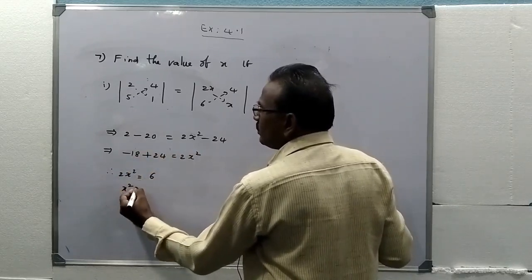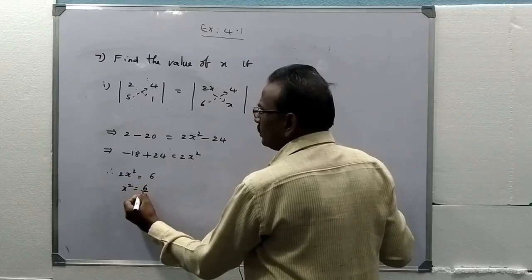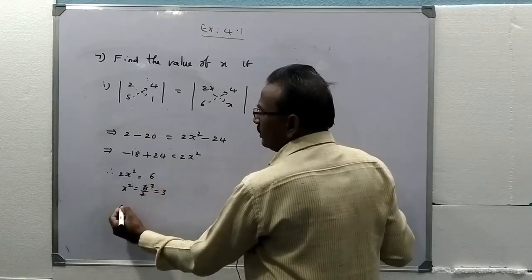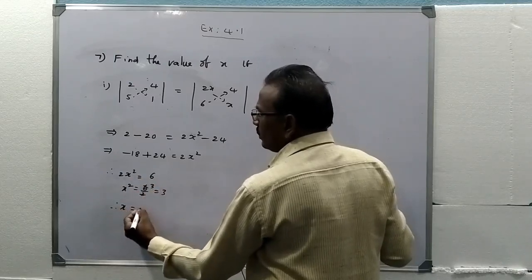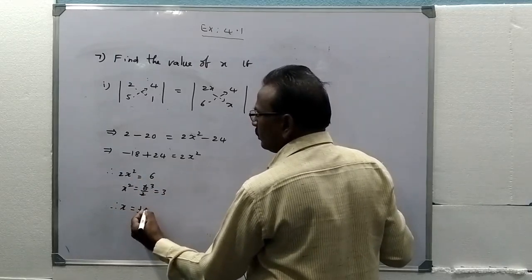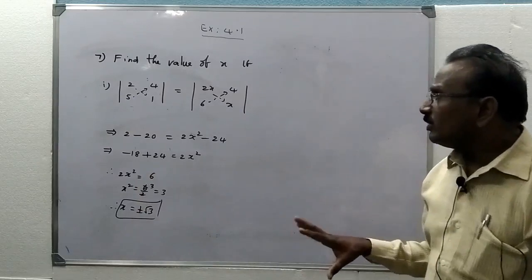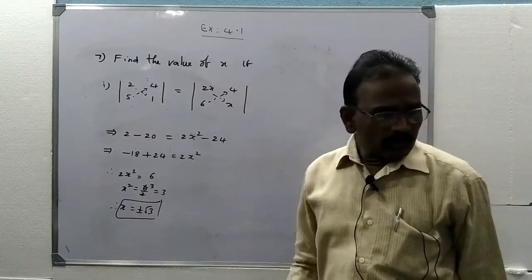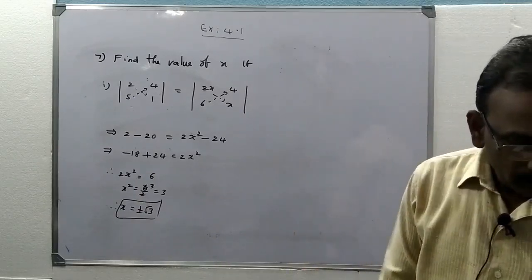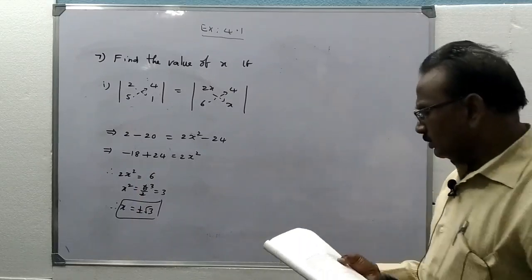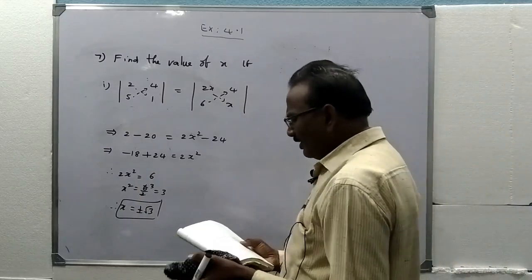x square is equal to 6 by 2, 2 threes are 6, that is 3. Therefore x is equal to plus or minus root 3. So this is the value of x, and this is the method to find the value of x. This is very, very important for a 1 mark question. Next, do the second question and the 8th question also.